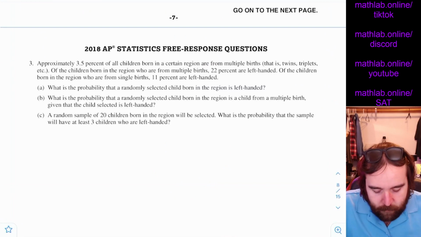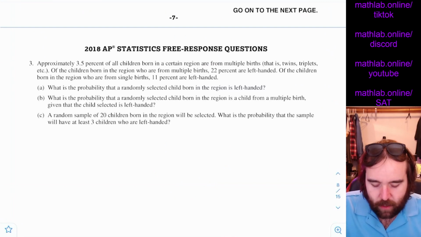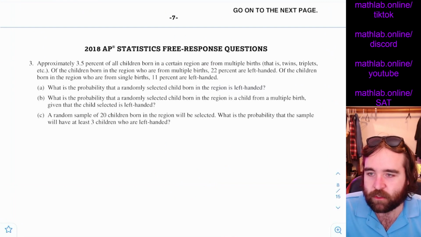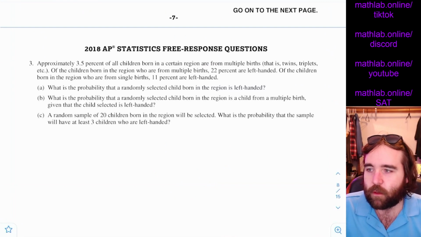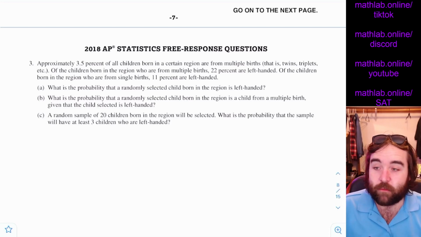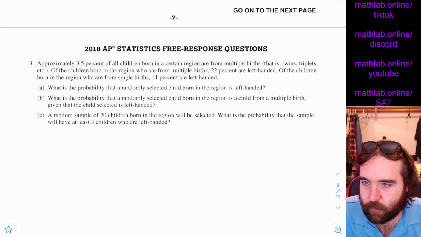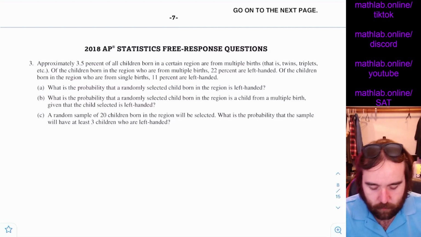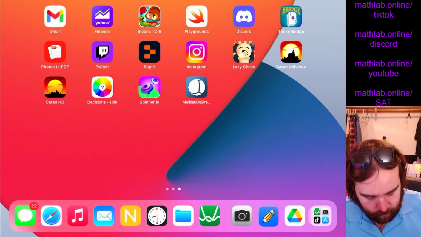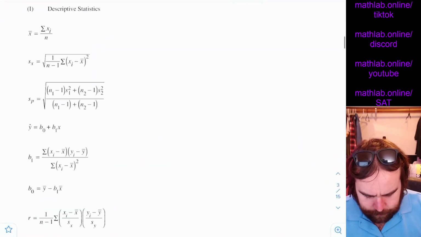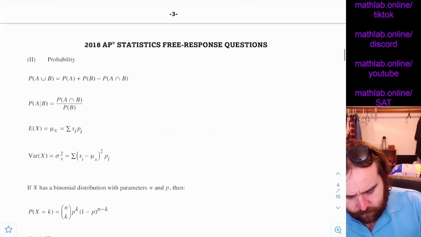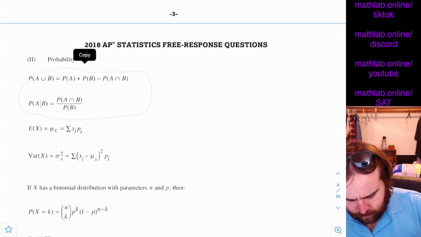All right. Oh, I remember this one. I like this one. Number 3. Approximately 3.5% of all children born in a certain region are from multiple births. Of the children born in the region who are from multiple births, 22% are left-handed. Of the children born in a region who are from single births, 11% are left-handed. What is the probability that a randomly selected child born in the region is left-handed? So should we try to use formulas? Maybe I'll try to use formulas just for fun. Normally for something like this, I just set up a two-way table right away. But let's get some of these probability formulas. These two are the only ones we're going to need.